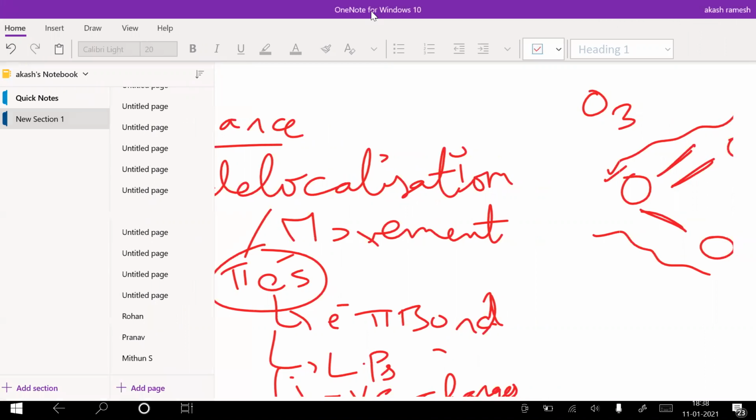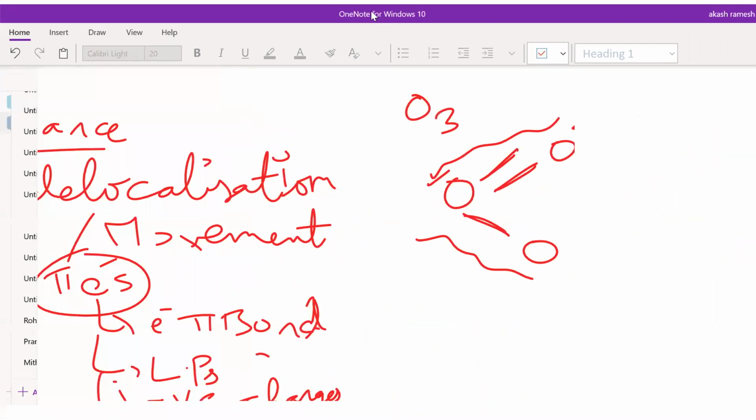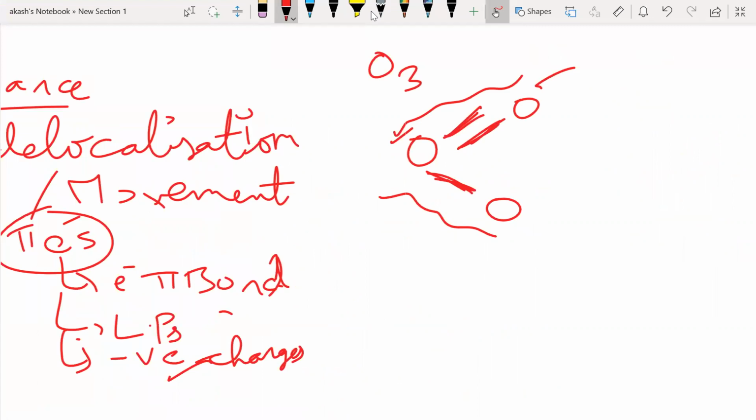So obviously this is a double bond, this is a single bond, so I know that the bond between these two oxygens is stronger because it's a double bond, and this bond is weaker. So this bond will be longer and this one will be shorter. In other words, definitely you expect two different bond lengths to exist in this molecule.